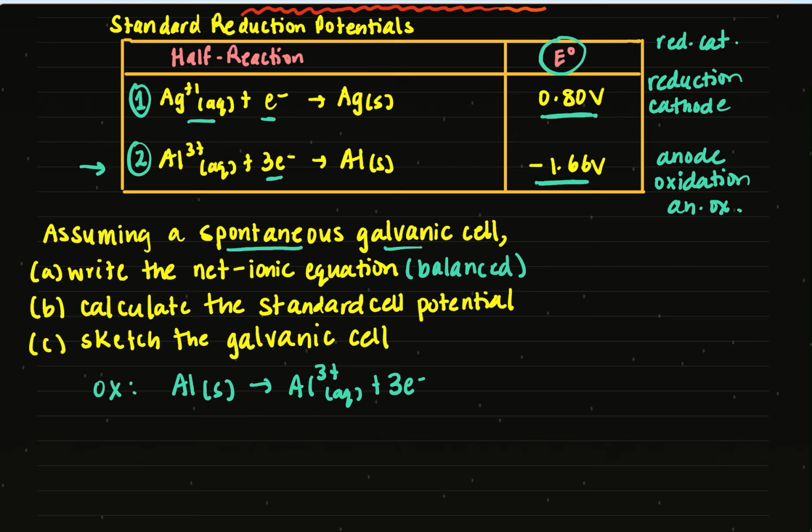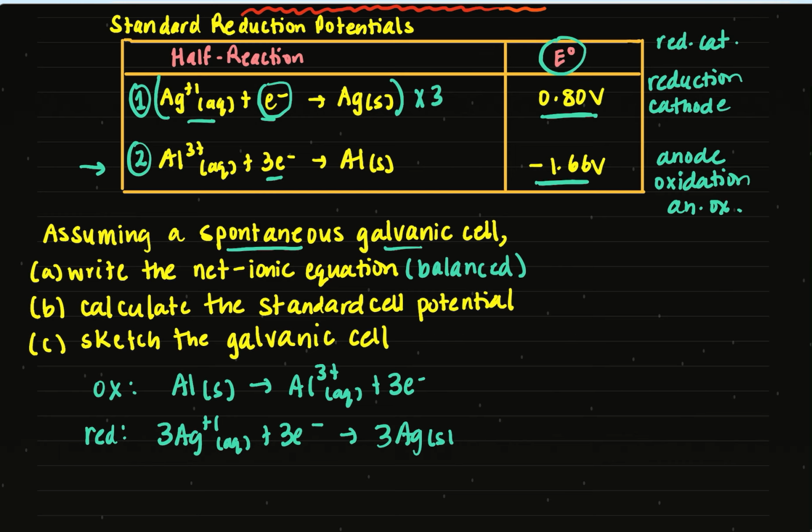And then for my reduction half, we have to be a little bit careful here because for the silver, I don't need to flip the equation because it's written correctly, but I do need to make sure my electrons are balanced. So I can't lose 3 electrons and only gain 1. That doesn't make sense. So I'm going to have to multiply this silver half reaction by 3. And when we do that, we get 3 silver 1+ ions plus 3 electrons produces 3 silver solids.